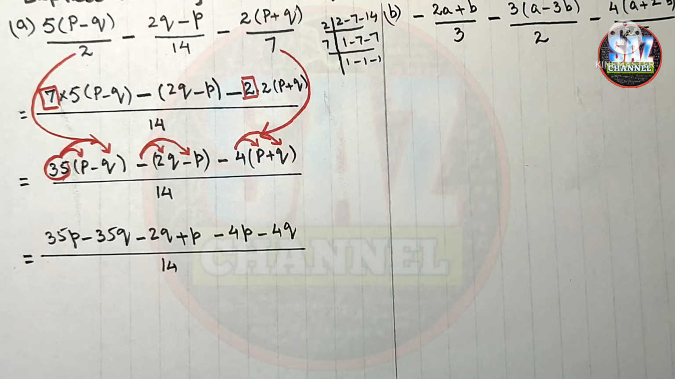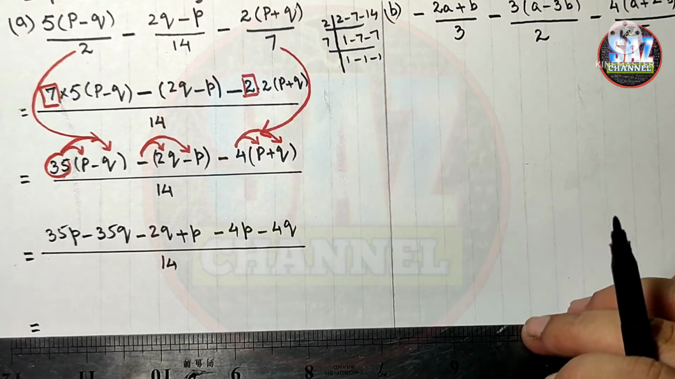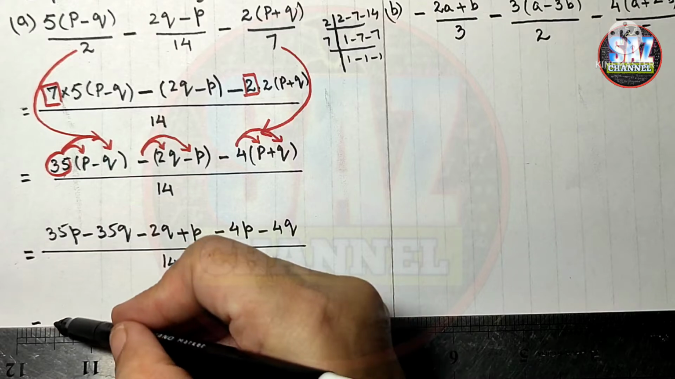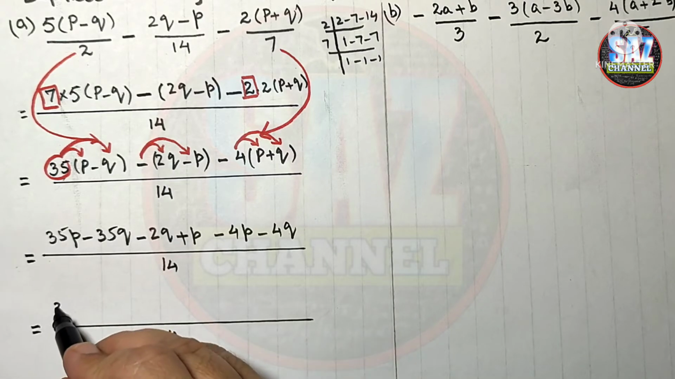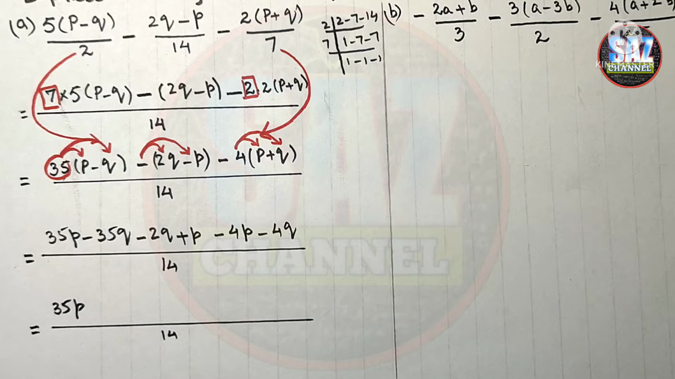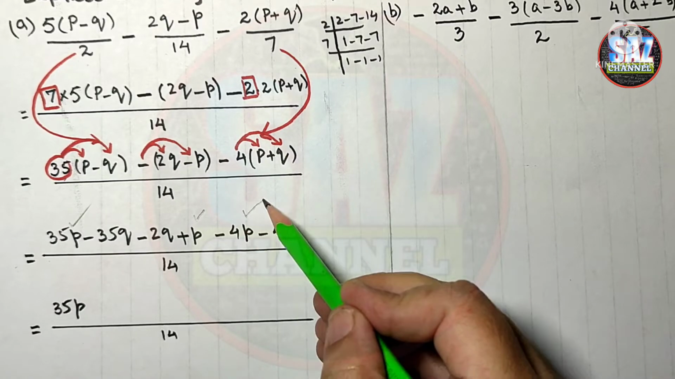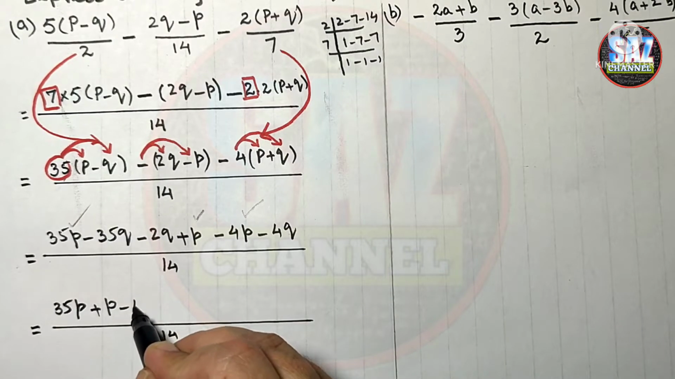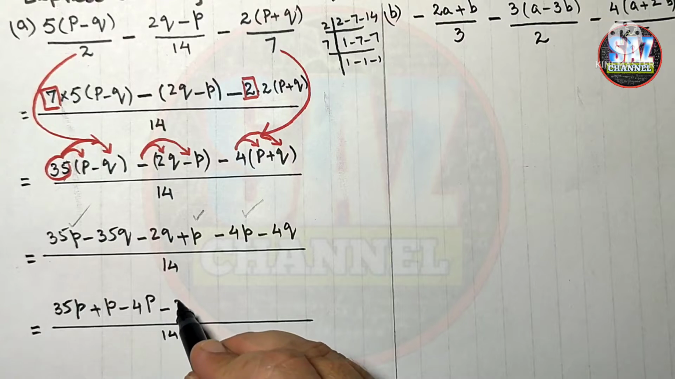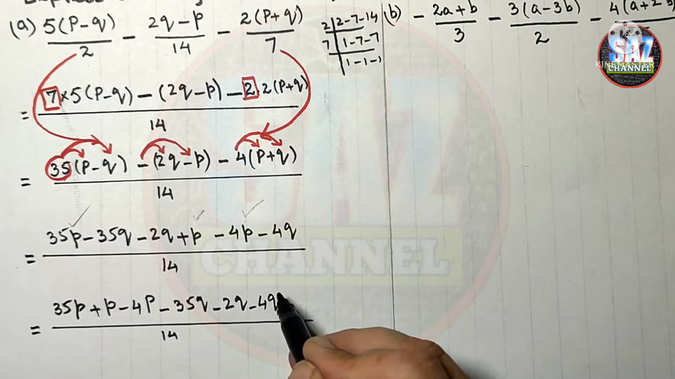After this, you can see that the numerator consists of some terms having letter P and some having letter Q. So we have to write down the like terms together for simplification purpose. This is 35p plus p and minus 4p, they are the like terms. 35p plus p minus 4p, minus 35q minus 2q minus 4q. Okay.